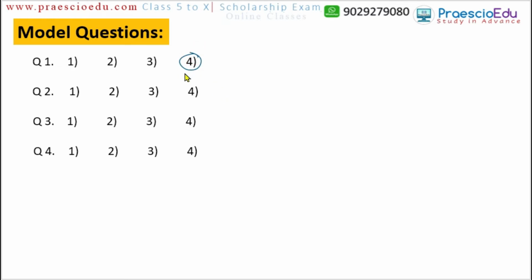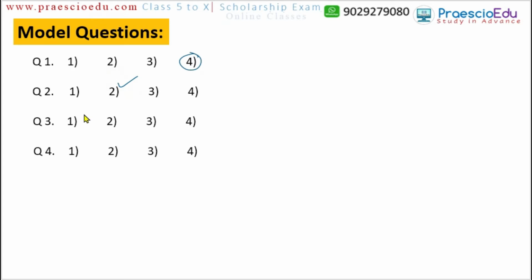Then question number 2, the arrow directions. The rotation is clockwise, the same as a clock hand. From 12 o'clock to 3 o'clock, that means a 90-degree turn. After this, 6 o'clock, clockwise again with a 90-degree turn. Same like that, after this it should be 9 o'clock, meaning the arrow should be on the left side. So option number 2 is the correct one.